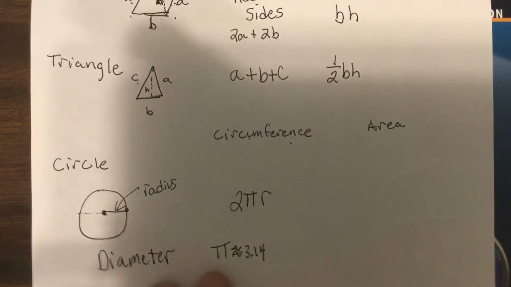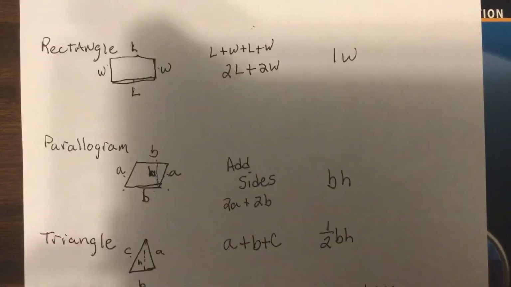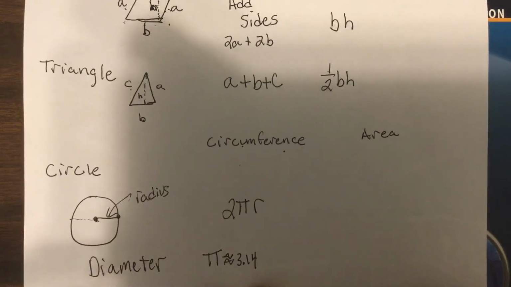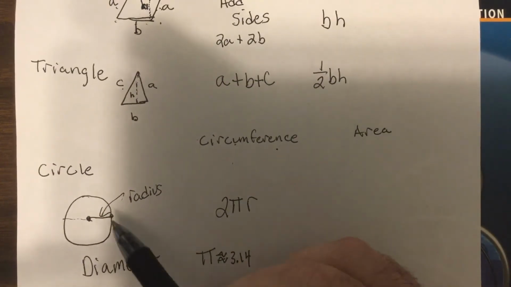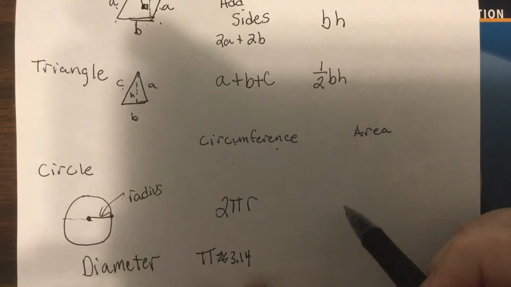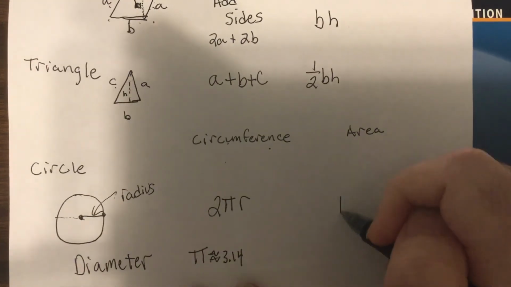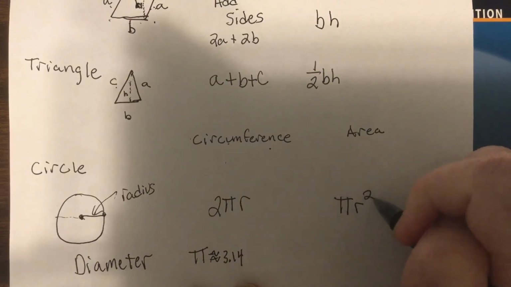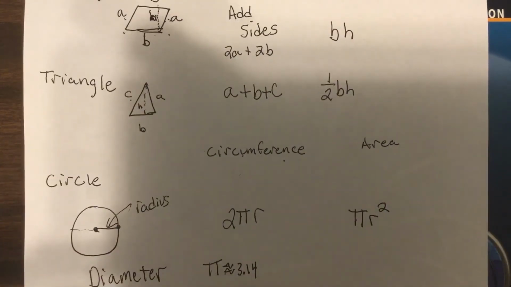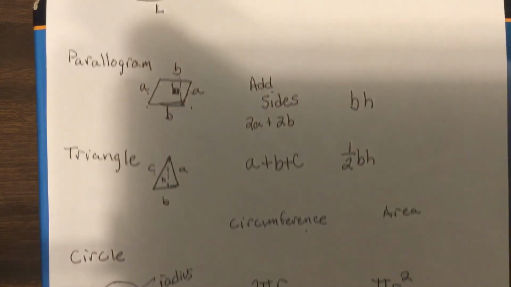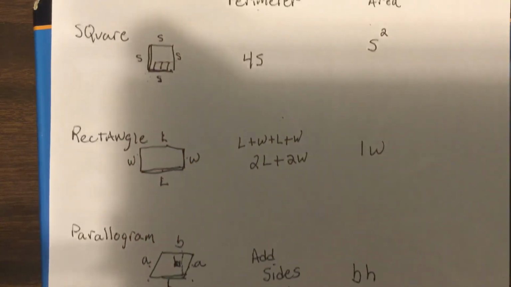Now, I'm going to let you use a calculator for everything in this assignment this week. So use a calculator on the homework. For the area of a circle, it's pi times the radius squared. That's the formula. So you're going to have to go over this and memorize all these different facts.